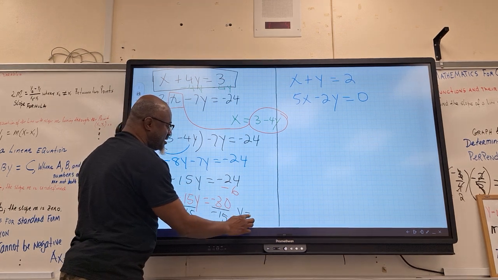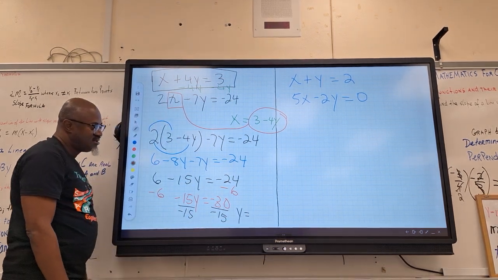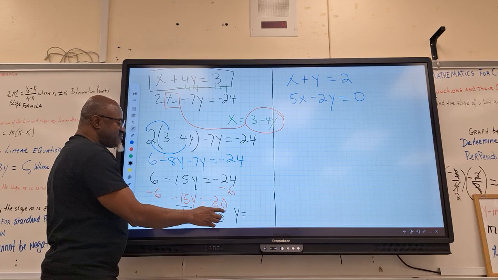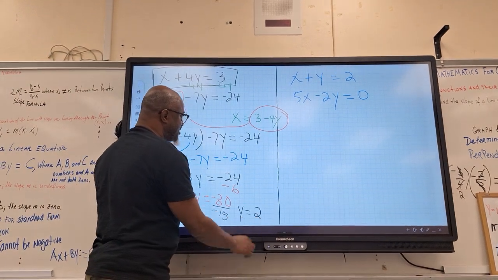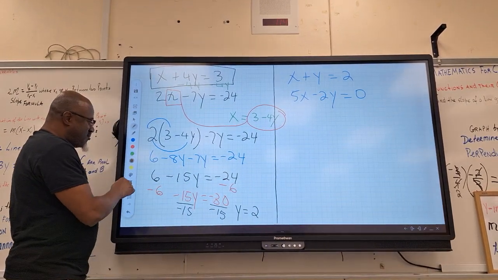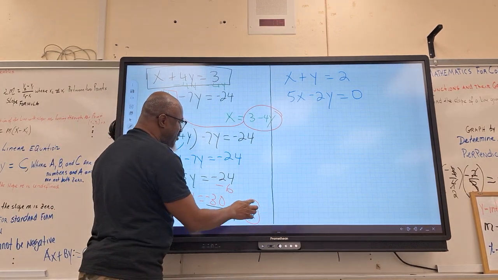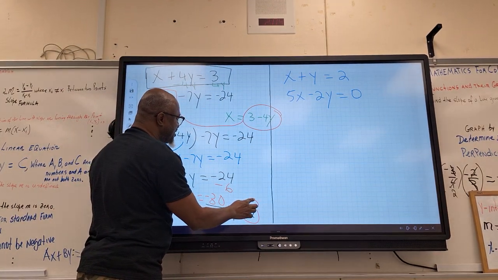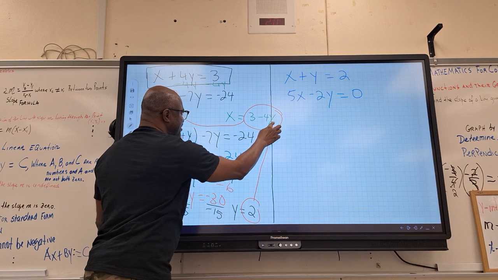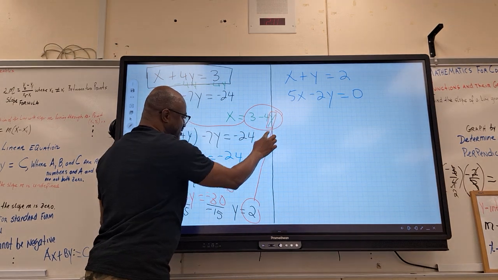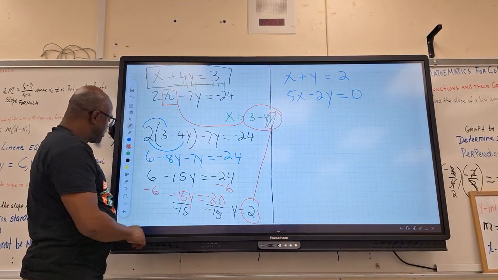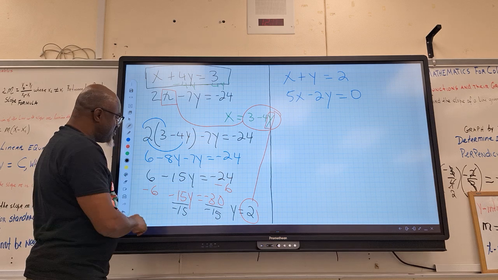What is y? 2. We divide two negatives, so the result is positive. So be careful, guys. Now we know what y is. So we're going to take that 2. Remember we solved for x as an algebraic expression earlier. We're going to replace it here so we can find x. Does that make sense?